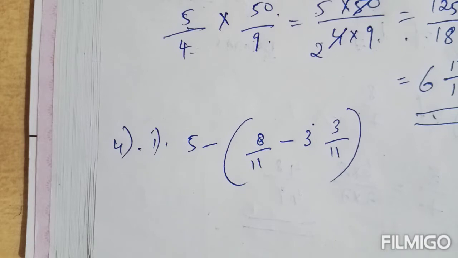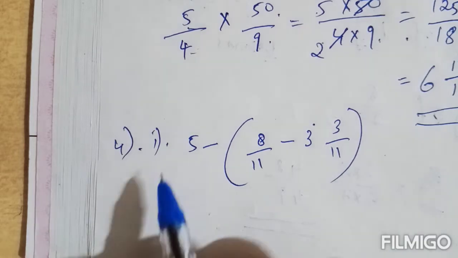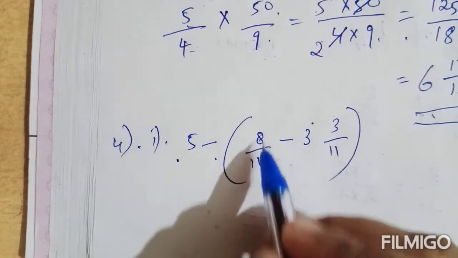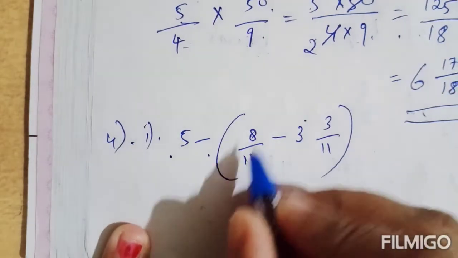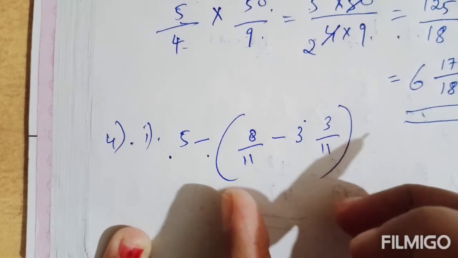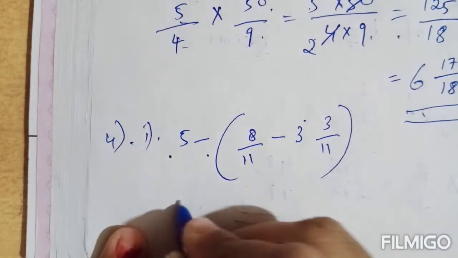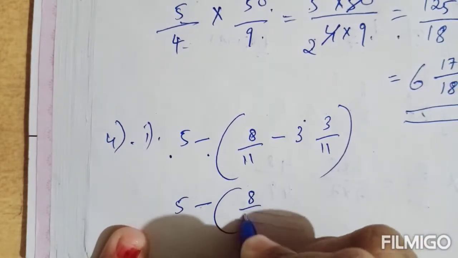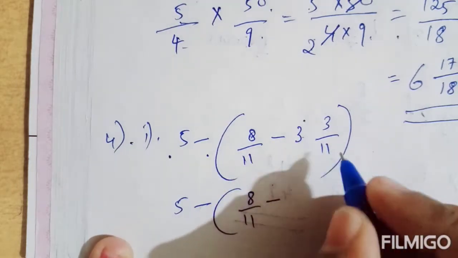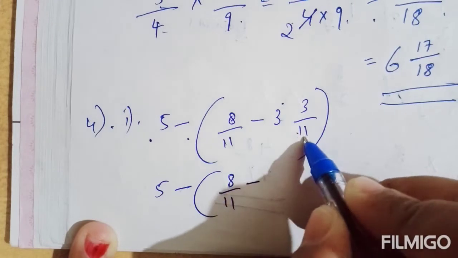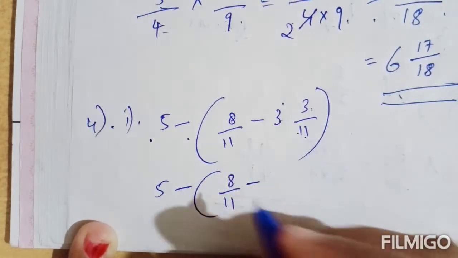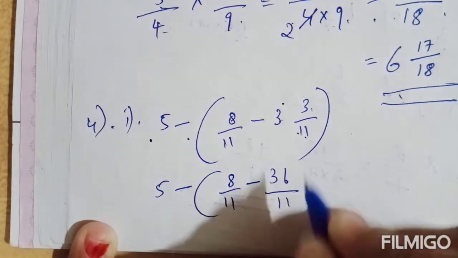Next 4th question, simplify. In that first one, 5 minus in bracket 8 by 11 minus 3 3 by 11. So here bracket is there. You have to solve the bracket first. 5 minus 8 by 11 minus this 3 3 by 11 on converting to improper fraction. 11 into 3, 33, 33 plus 3, 36 by 11.